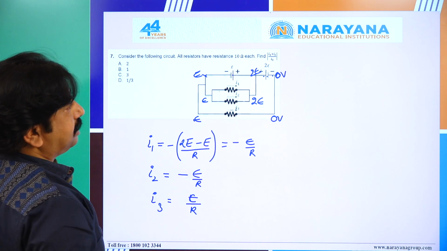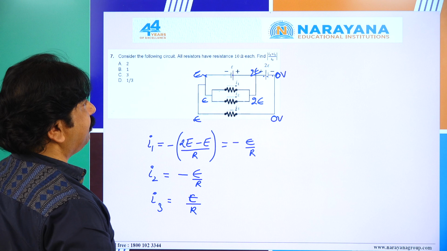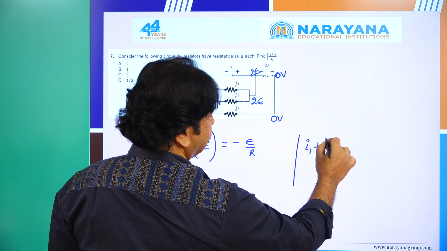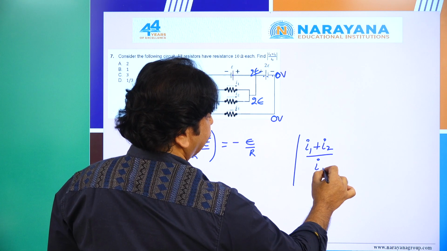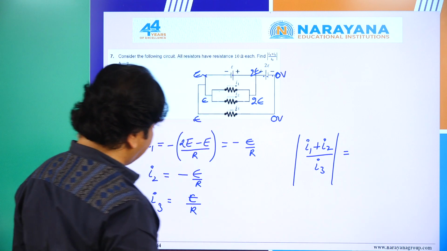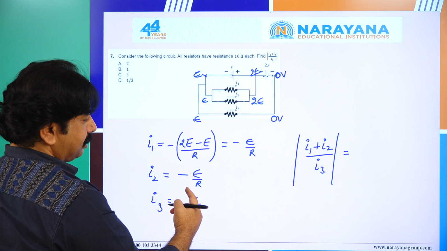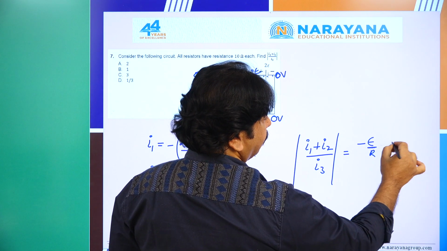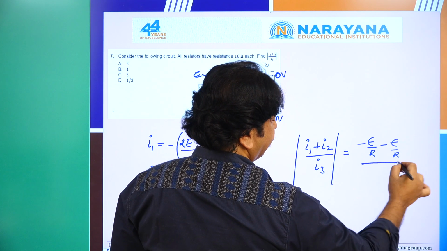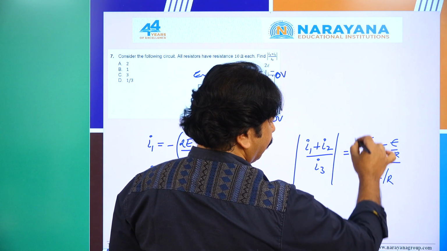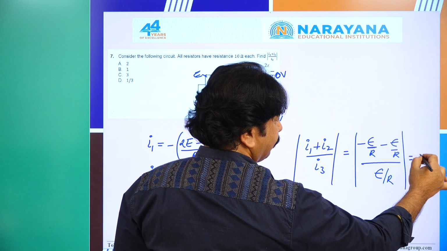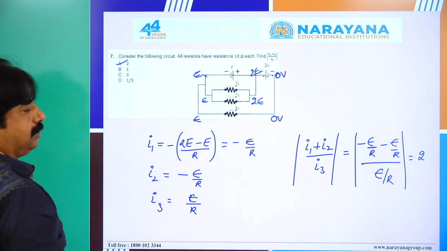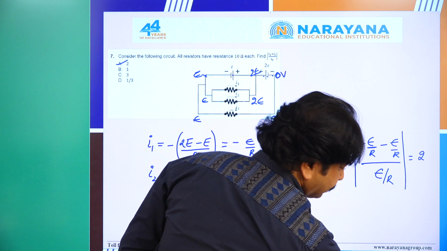Finally they are asking to find the ratio of (I1 + I2) by I3, the modulus of it. So that should be equal to (E by R plus E by R) by E by R. But this is the minus E by R by E by R, and the modulus is what we require. So simply we can write 2 only. So the answer is A, 2 only. Next one, we are going to the next question.